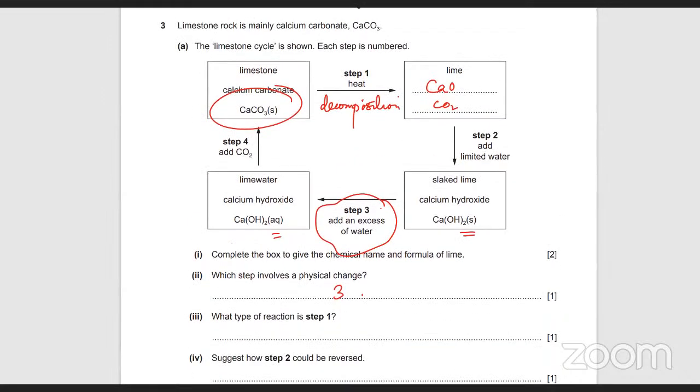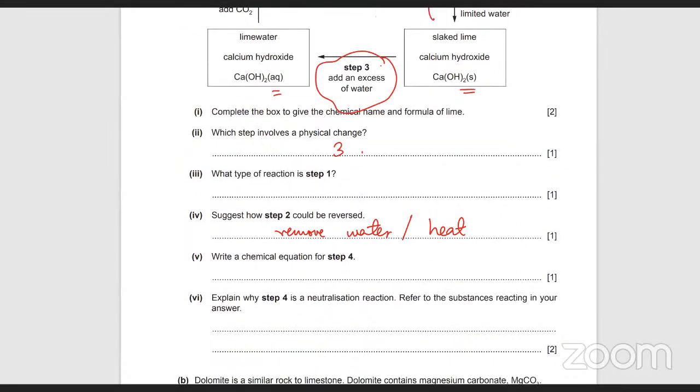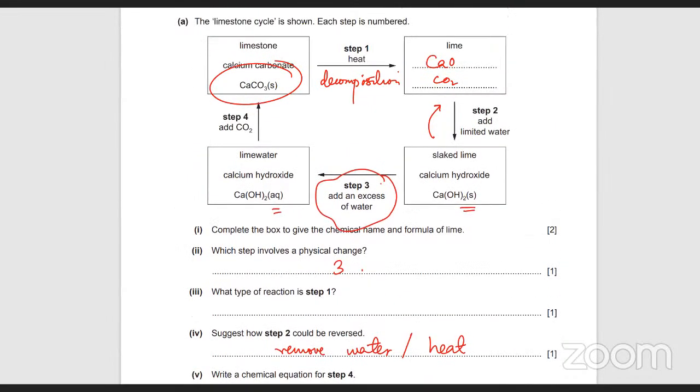Suggest how step 2 could be reversed. पानी बीच में दोबारा मूव कर दो, वाटर ऐड किया ना, तो how could step 2 remove water? How do you remove water? By heating it. फिर वो कह रहे हैं step 4 की chemical equation.